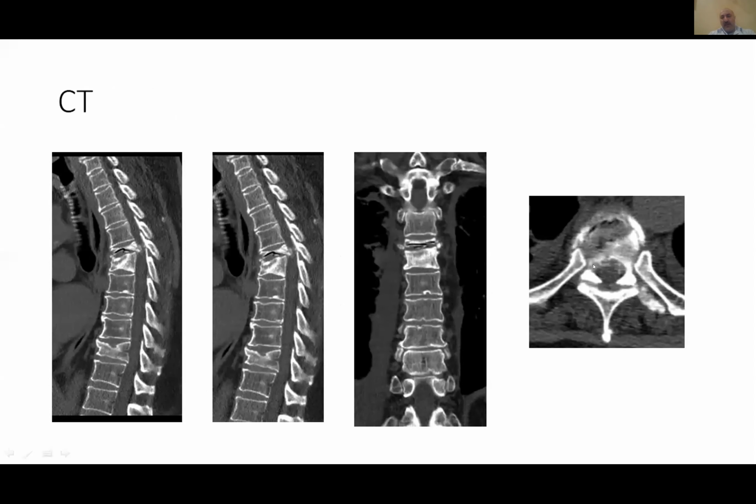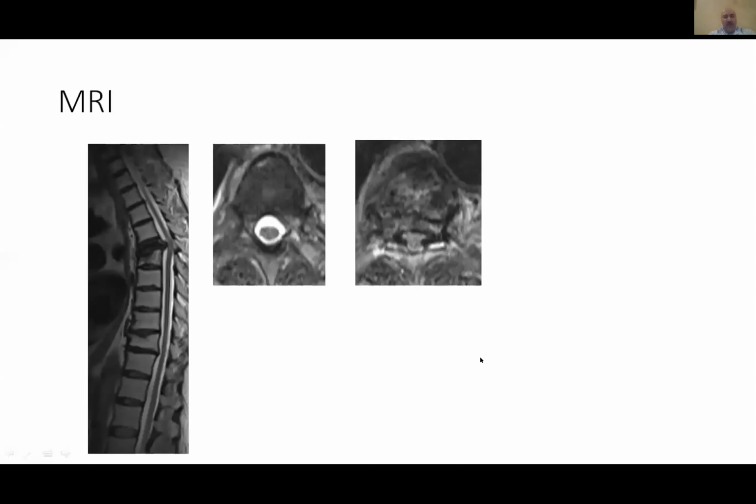There's a canal compromise. And if you look here at the MRI, you can see there's an active fracture here. There's a compression on the spinal cord, with some edema, cord edema. You can see the canal here. There are two sections: I took the one above and the one at the level of the fracture. You can see here the cord. There is almost no space left for the cord at this level.